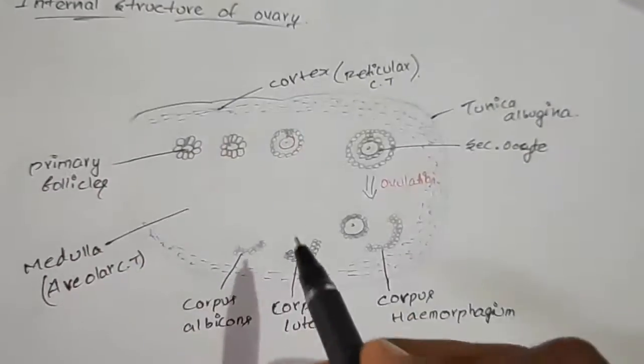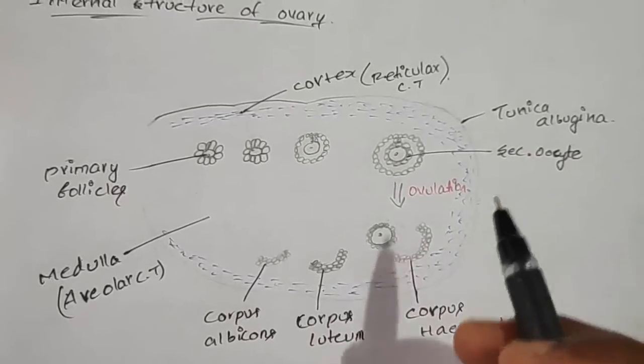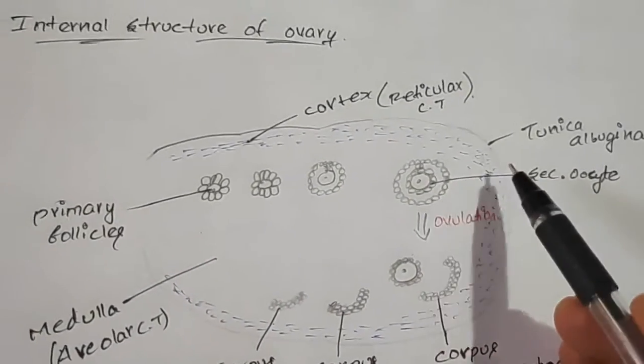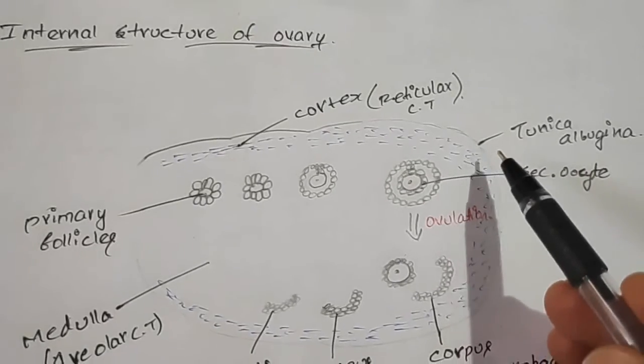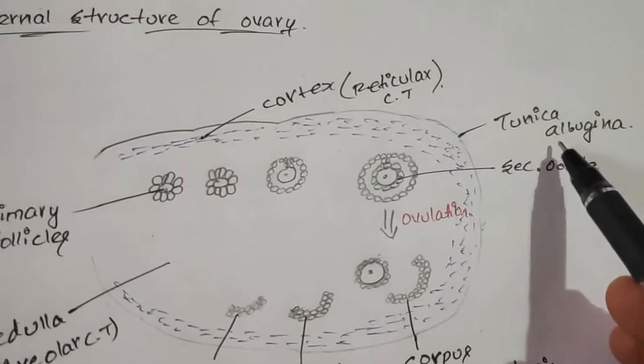Internal structure of the ovary. The ovary is small and located in the abdominal or pelvic region of females. The outermost layer of the ovary is made up of the tunica albuginea.